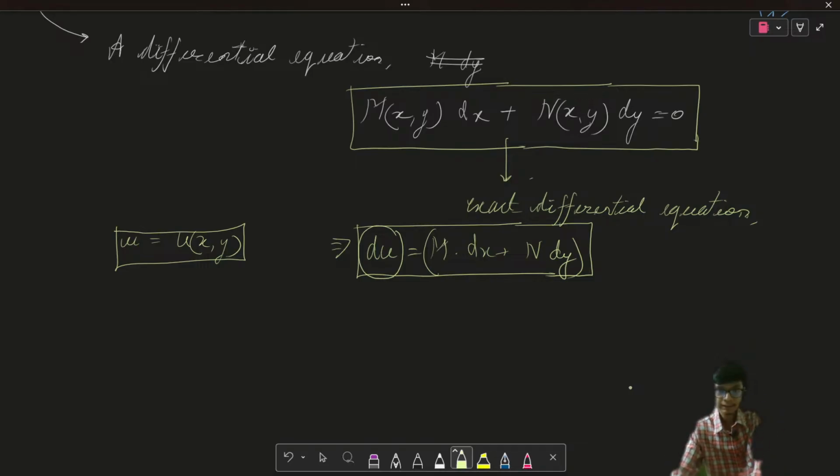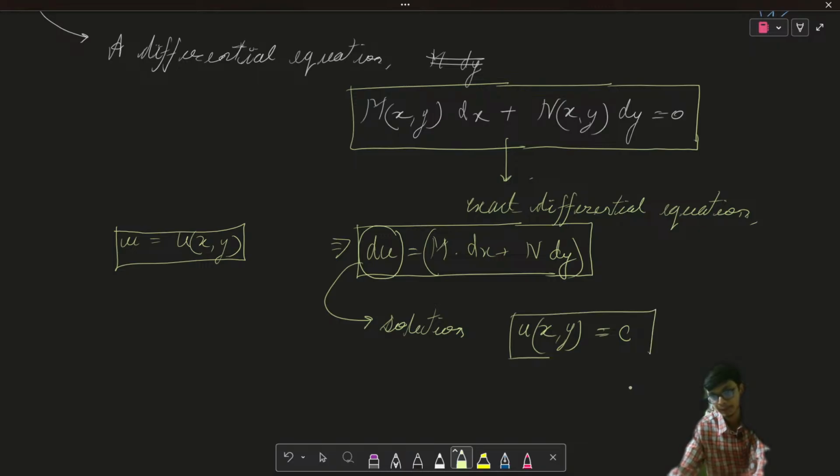Now if I solve this differential equation, the solution will be obtained as something like some function of u is equal to some constant. Some function of u is equal to c, where c is any arbitrary constant. This is the solution of that particular differential equation, right? Now to understand that it has to be an exact differential equation, a certain condition needs to be fulfilled, right?